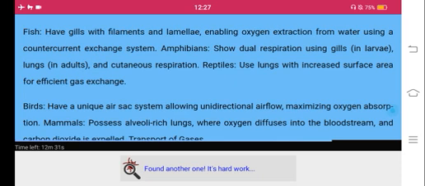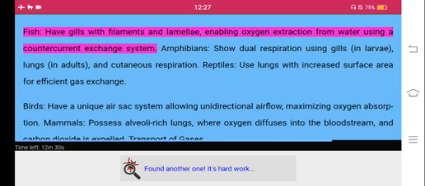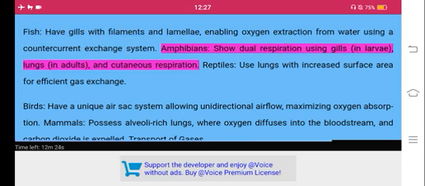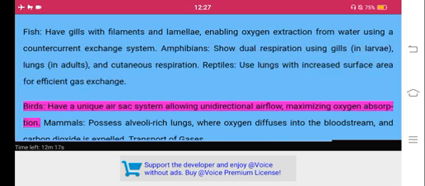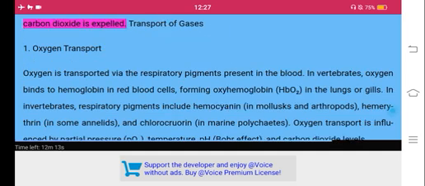2. Vertebrate respiratory anatomy. Fish have gills with filaments and lamellae, enabling oxygen extraction from water using a countercurrent exchange system. Amphibians show dual respiration using gills in larva, lungs in adults, and cutaneous respiration. Reptiles use lungs with increased surface area for efficient gas exchange. Birds have a unique air sac system allowing unidirectional airflow, maximizing oxygen absorption. Mammals possess alveoli-rich lungs, where oxygen diffuses into the bloodstream and carbon dioxide is expelled.